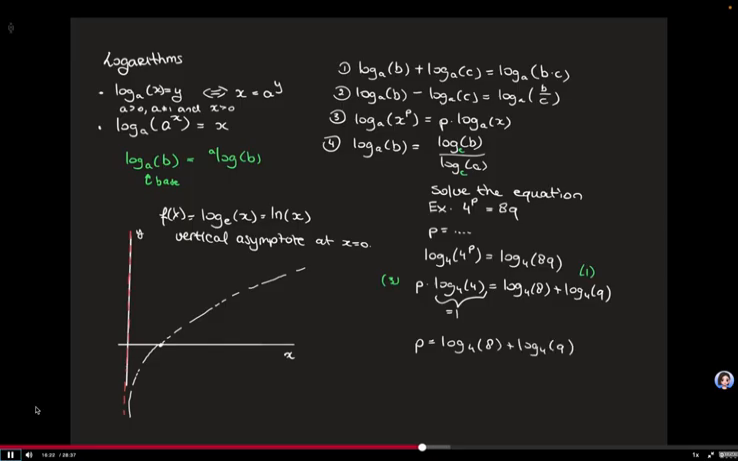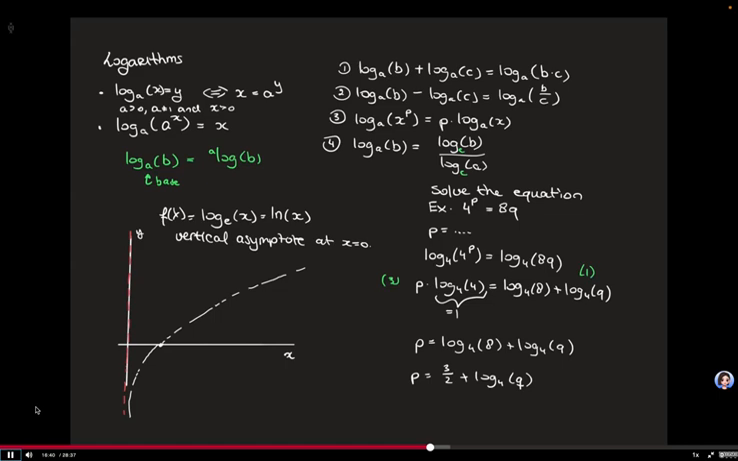If we put this in our calculator, we get that p equals 3 over 2, so 1.5, plus the log base 4 of q. Right, so this is our final answer.